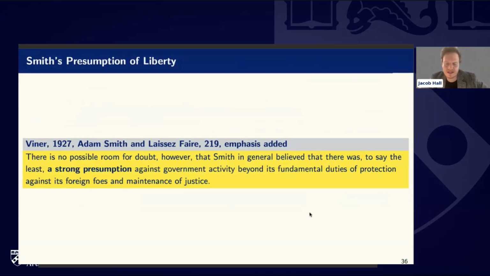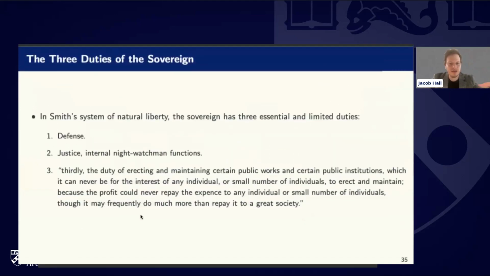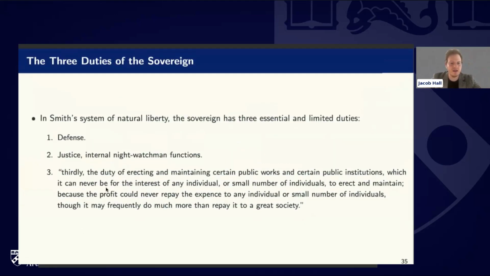Here's Jacob Viner in 1927 articulating this, and there are others who pick up on this and articulate it, but this is a great quote. There is no possible room for doubt, however, that Smith in general believed that there was, to say the least, a strong presumption against government activity beyond its fundamental duties of protection against its foreign foes and the maintenance of justice. So a strong presumption against throwing lots of things into this bucket of the third essential duty.